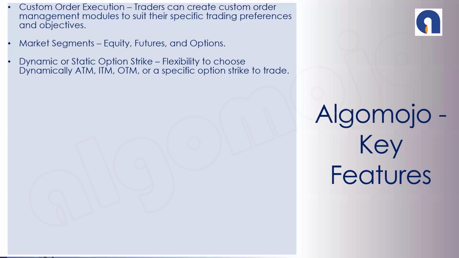And if you want to trade in options, you can trade in ATM, ITM, and OTM. For ITM and OTM, you have the flexibility to choose up to 50 strikes in the money and 20 strikes out of the money, for indices as well as for stock options.